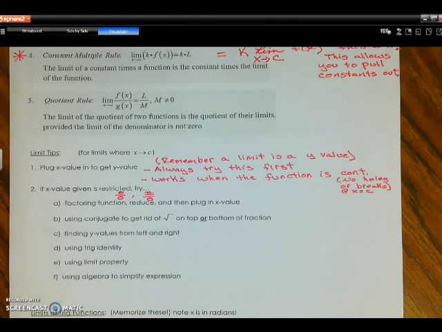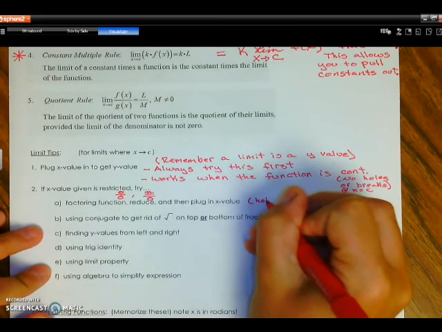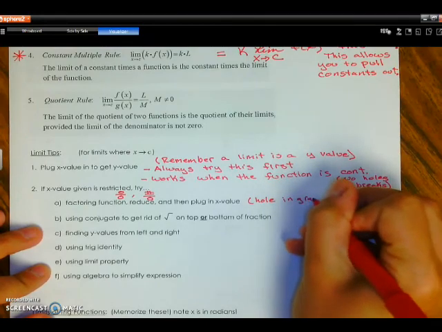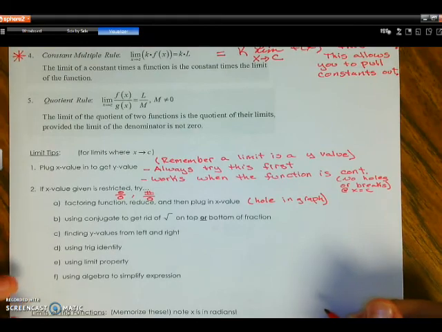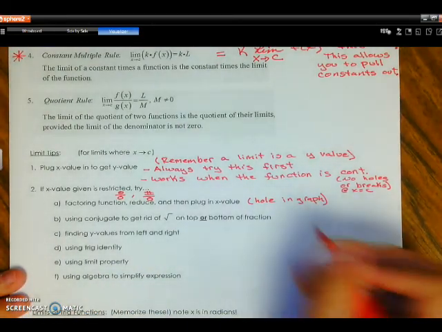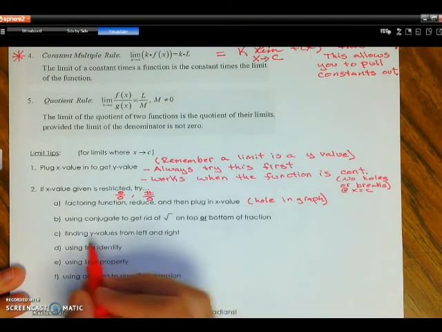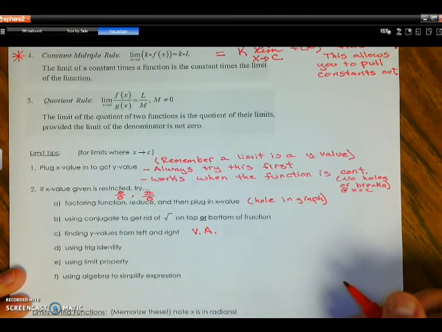And some other tips you may need, so this would work. If you factored, that would mean that there was some sort of hole in the graph, okay? And you might remember that again from pre-calculus. Remember, if something cancels, then there's a hole, okay? Using the conjugate, that's just an algebraic technique you can use. And finding the y values from the left and the right, that might occur if you have some sort of vertical asymptote hanging around that's being pesky.